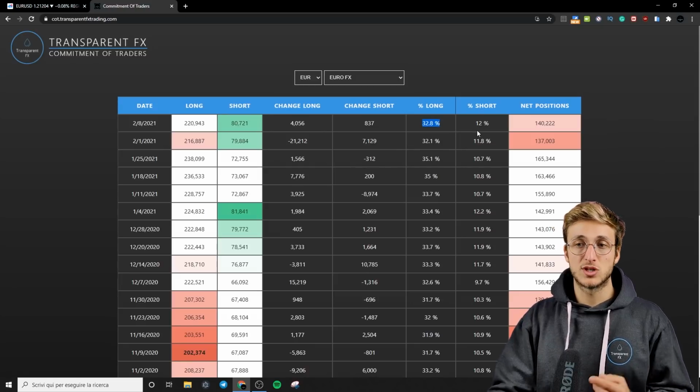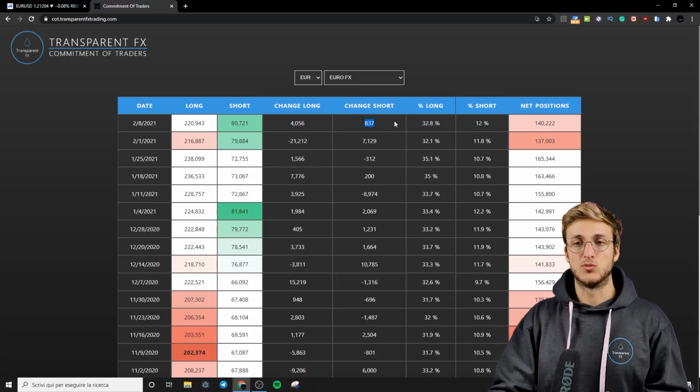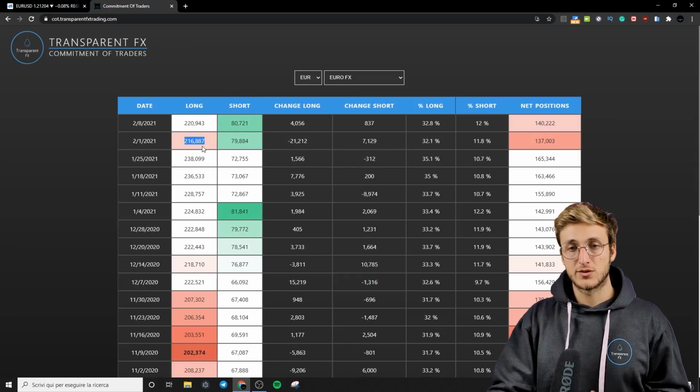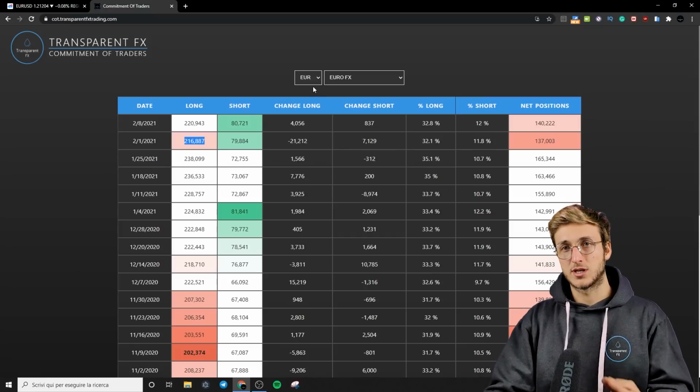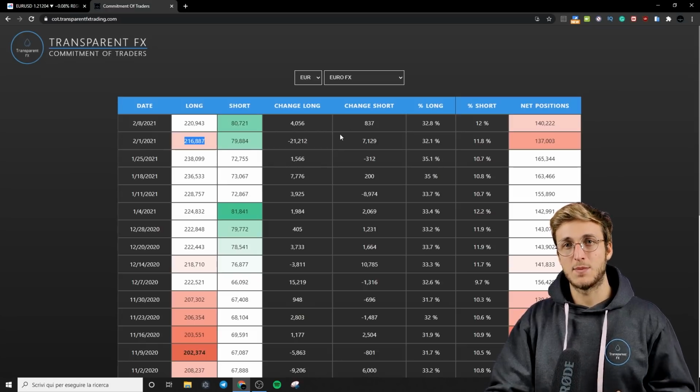And the short exposure also increased slightly, but obviously the long exposure increased more than the short because we had more longs than shorts getting added, net positions increasing, and longs reaching 220k from the 216k that we had here. So overall, the euro is starting to get quite bullish. However, it's not that bullish yet. We don't see that strong amount of longs added and shorts getting closed.